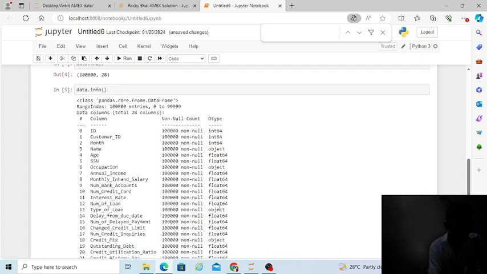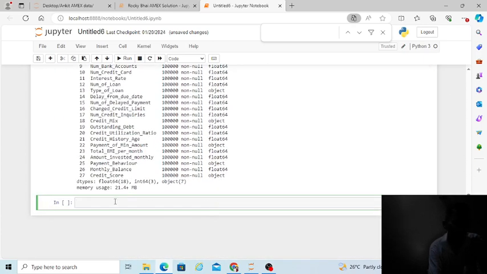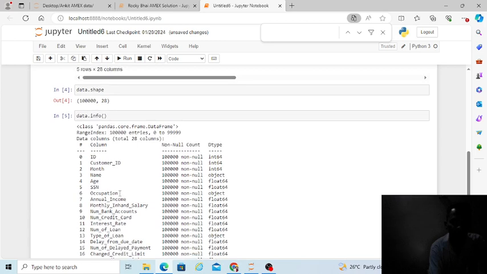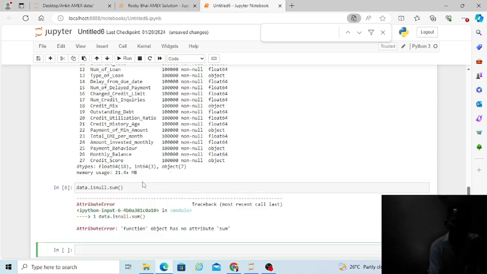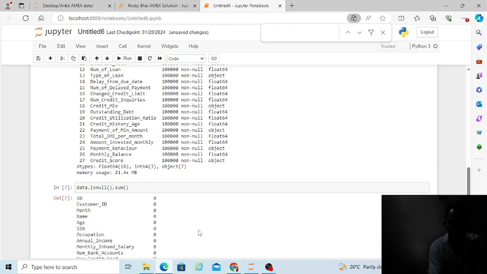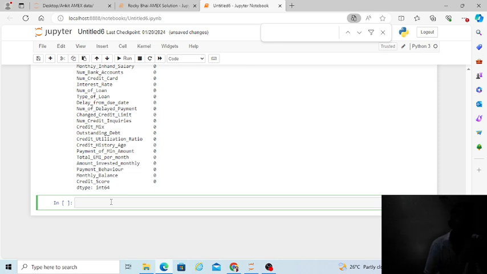As there is no null value, we can also run and check whether null values are present or not. isnull().sum(). I forgot to give the brackets. So there are no null values, as we have already seen in the info.